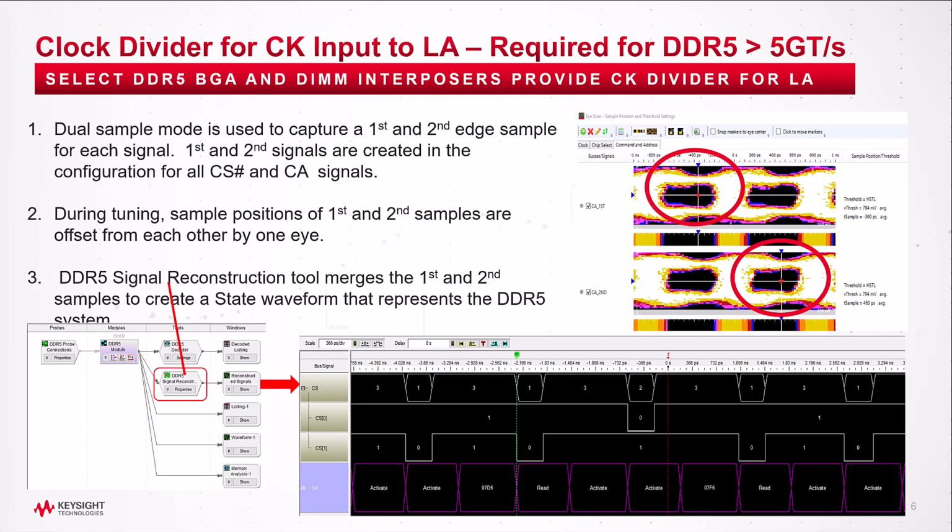There is a specific DDR5 reconstruction tool in the configurations for the interposers that provide a clock divider. The reconstruction tool merges the first and second samples to create a state waveform that represents the DDR5 system. Only the CA and chip select signals are used in the 4 solutions over 5 gigatransfers per second.